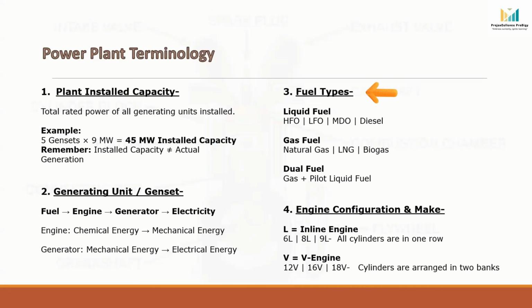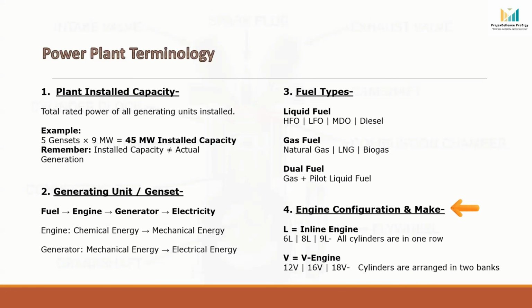Gas engine plants may use natural gas, LNG, biogas, or other suitable gases. If we talk about dual fuel engines, they mainly use gas together with a small amount of pilot liquid fuel injection. Dual fuel engines can also run fully on liquid fuel.